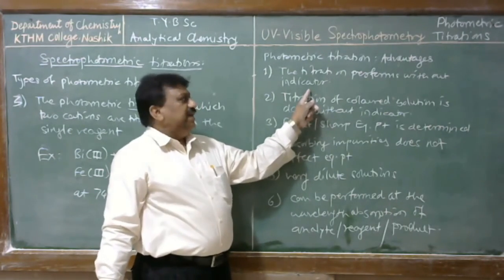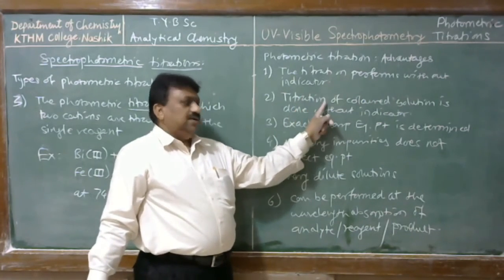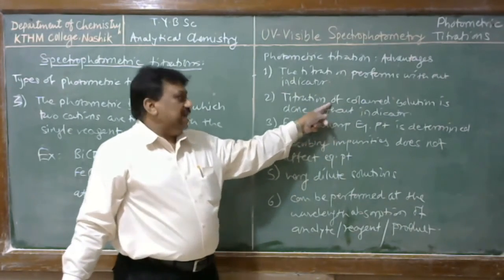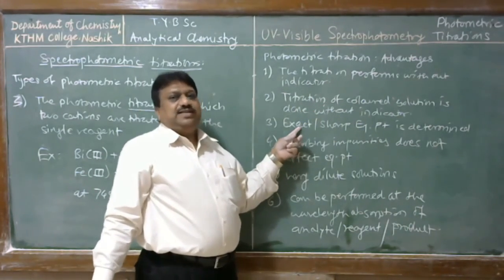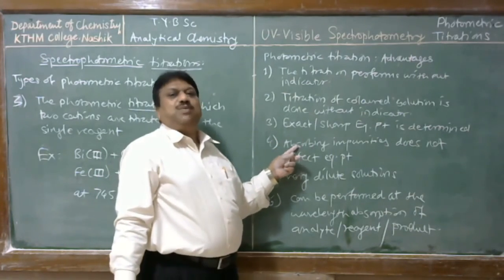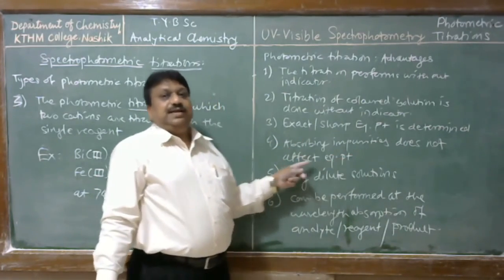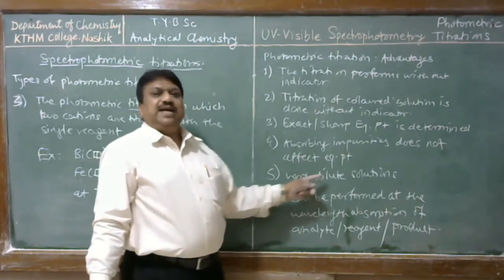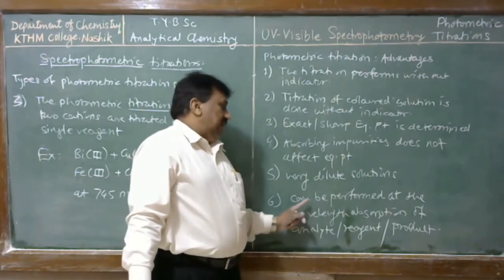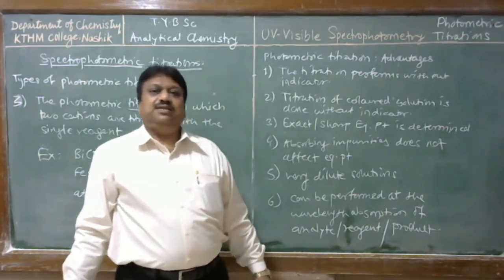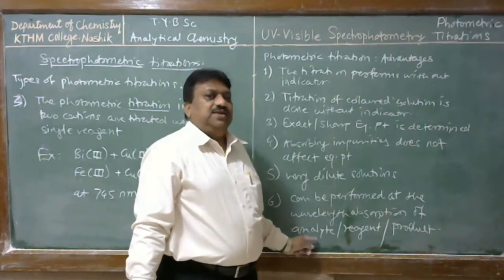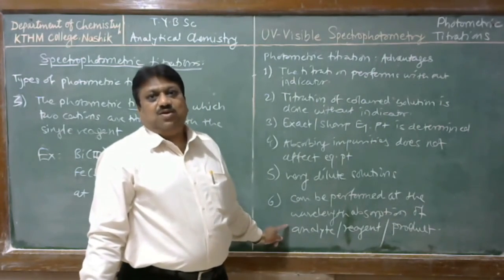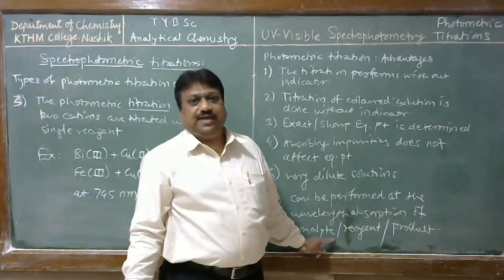It can be performed without the indicator. There is no requirement of indicator. Color solutions are not titrated by using indicator, but here color solutions are titrated. Exact equivalence point is determined, and absorbing impurities if present in the solution do not affect the equivalence point, because only change in absorbance is measured. Very dilute solution can be titrated and it can be performed at any wavelength where the reagent or analyte or reaction product shows the absorbance that we already discussed on the basis of different types of photometric titration.